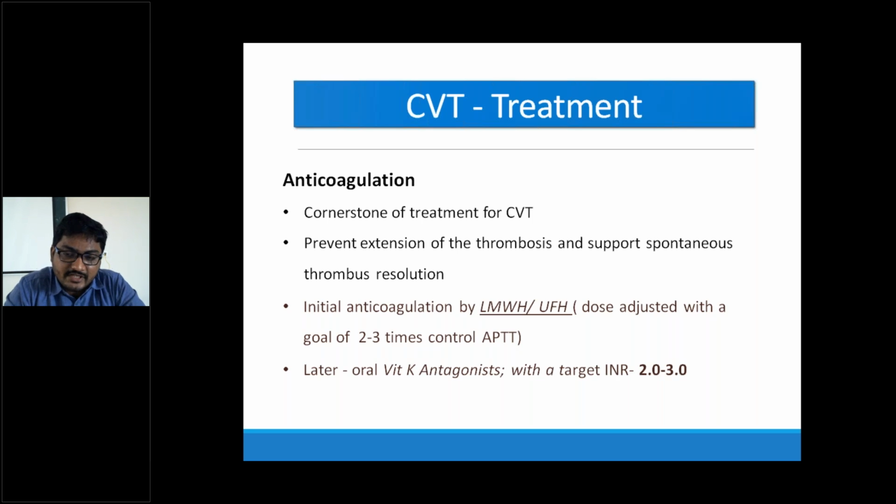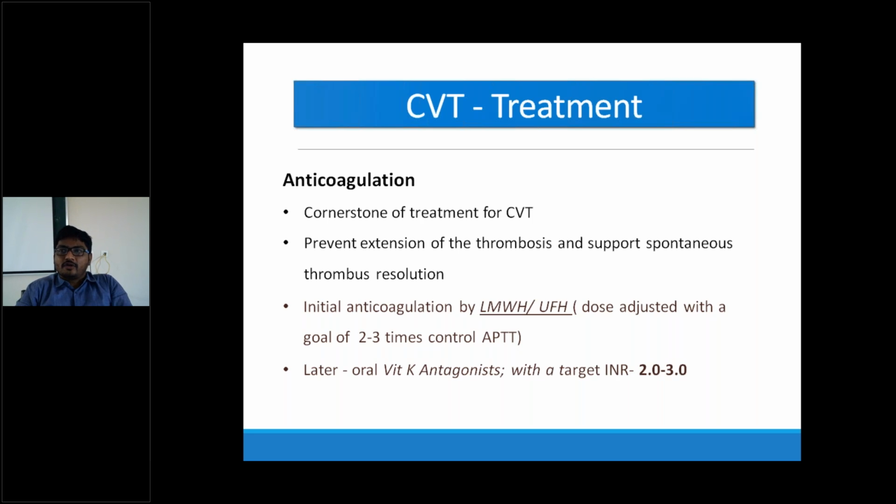Okay. Classification, hematology. Name some anticoagulants. Warfarin, okay. Low molecular weight heparin, very good. Unfractionated heparin, okay, very good.